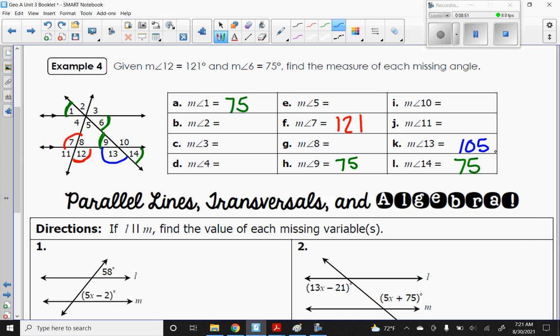What's another one congruent to angle 10? Hopefully you see angle 10, I'm sorry, angle 13, I gave it away. Angle 10 and angle 13 are vertical and congruent.